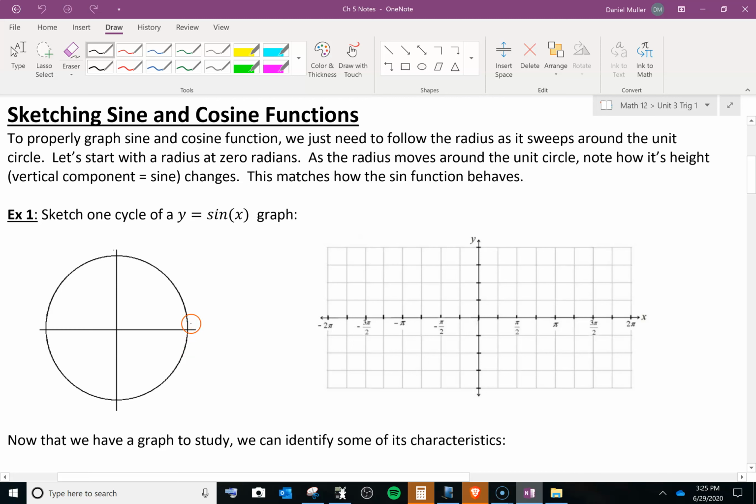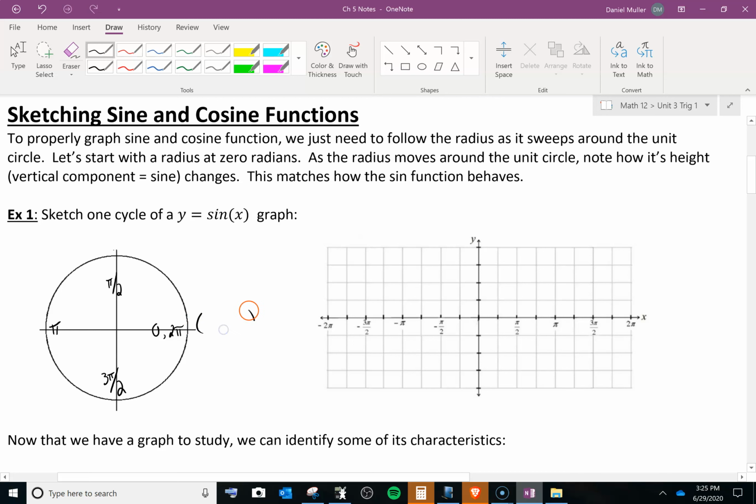So let's call this 0, and then we have pi over 2. Remember, that's 90 degrees, but we call it pi over 2. And then we have pi here, that's 180. And this is 3 pi over 2. And then we're back here at 2 pi, and we keep going around in a circle.